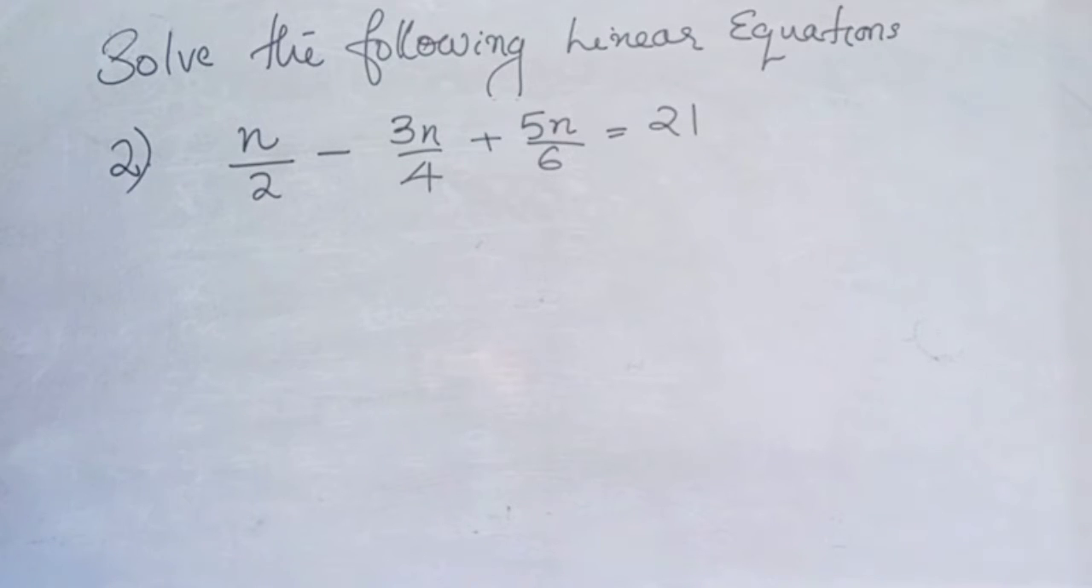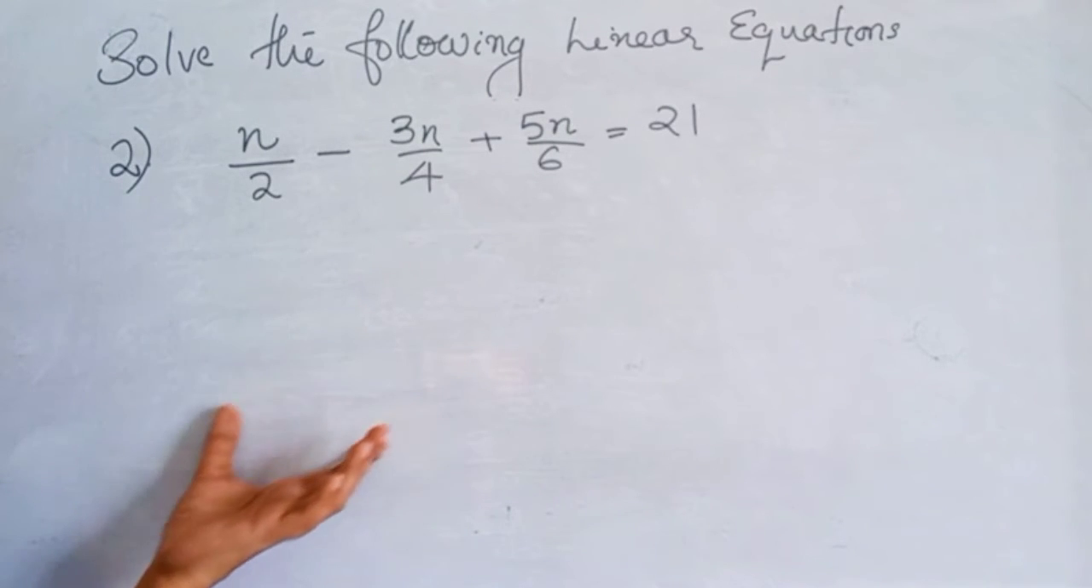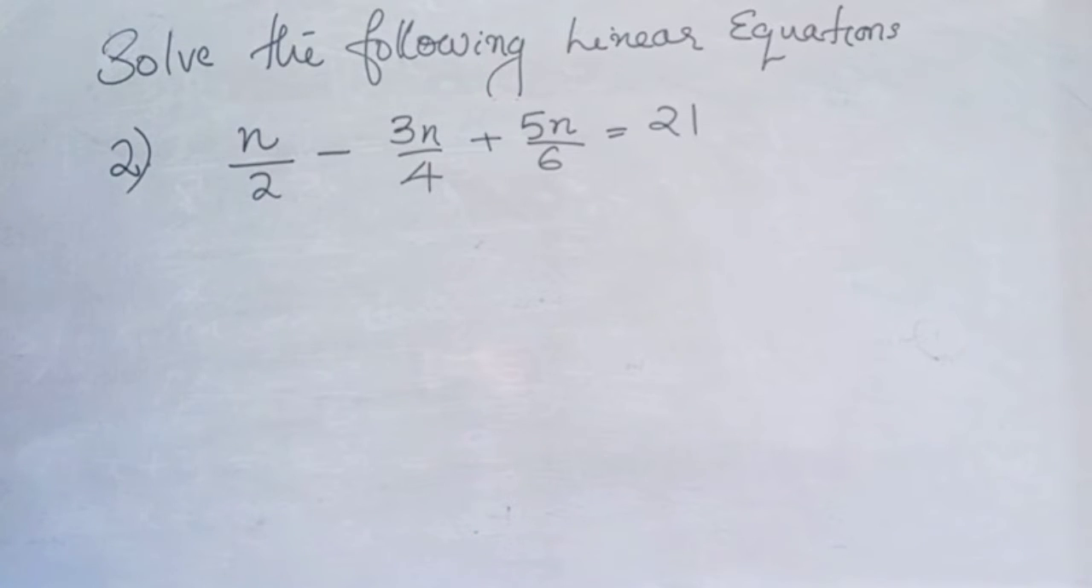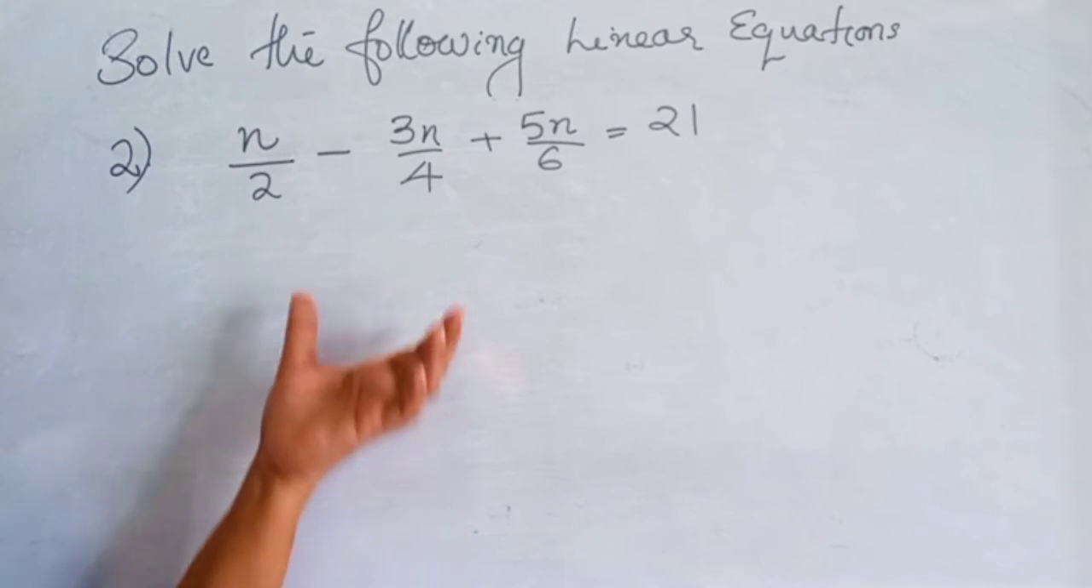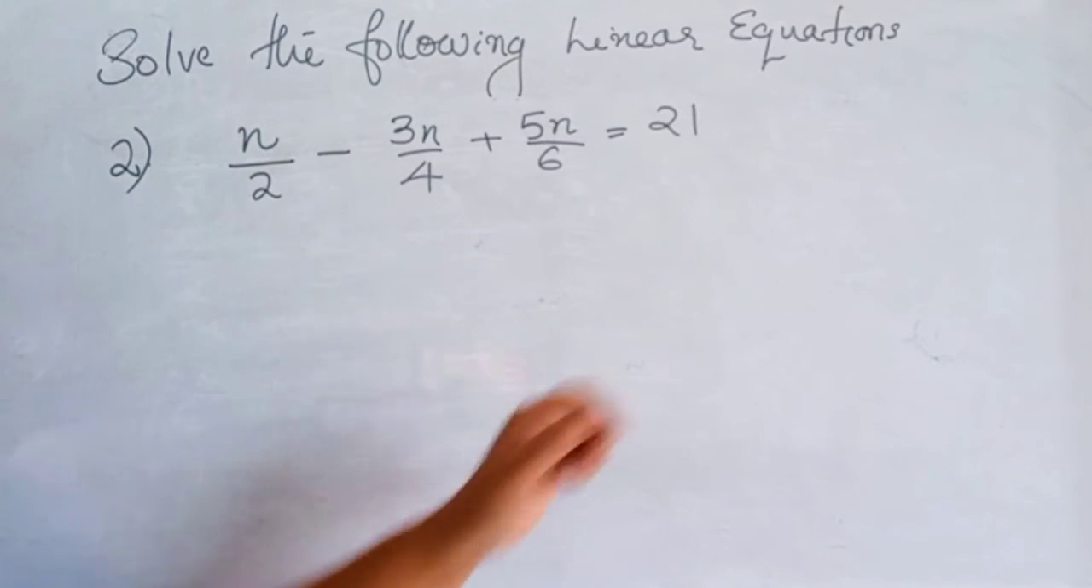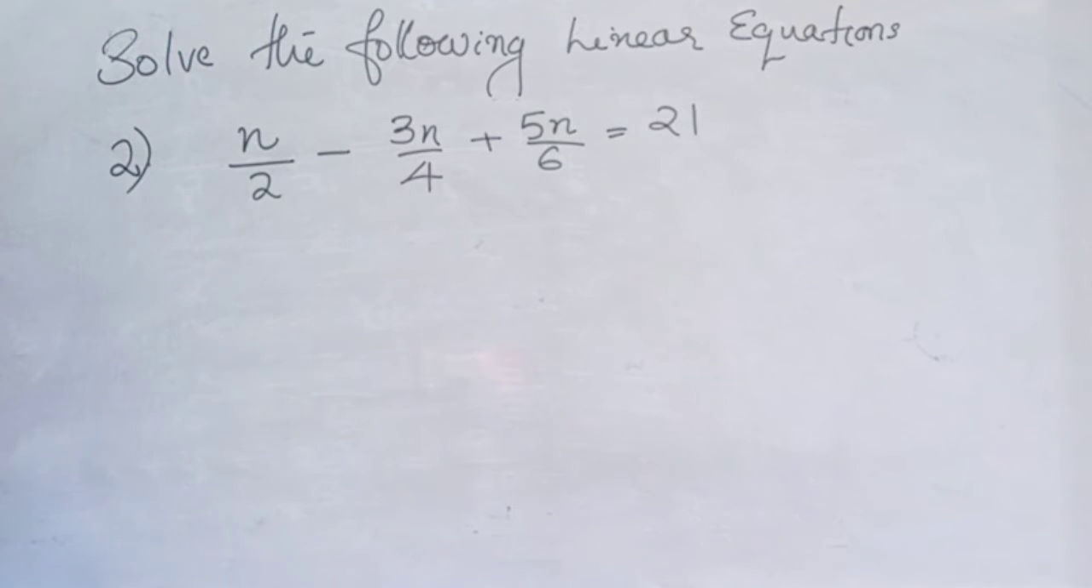How can we find the value of n? The same method we can apply here. First of all, we can check whether all the variables are there in the LHS and constants are there in the RHS. Actually, in the given question itself, all the variables are in the LHS and the RHS has constants only.